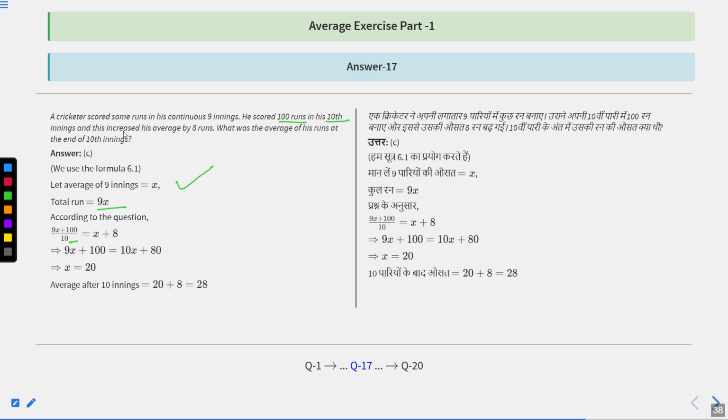And it is said that the average increased by 8 runs. So this is the average and this is also the average. We can compare it to x plus 8, because after 9 innings the average was x, as we let it, and the average increased by 8 runs after the 10th inning. So the average becomes x plus 8, and this is the average of 10 innings. When we compare, we get 9x plus 100 equals 10x plus 80. So x equals 20. So the average after 10 innings will be 20 plus 8, which is 28. So C is the correct answer. Next one.